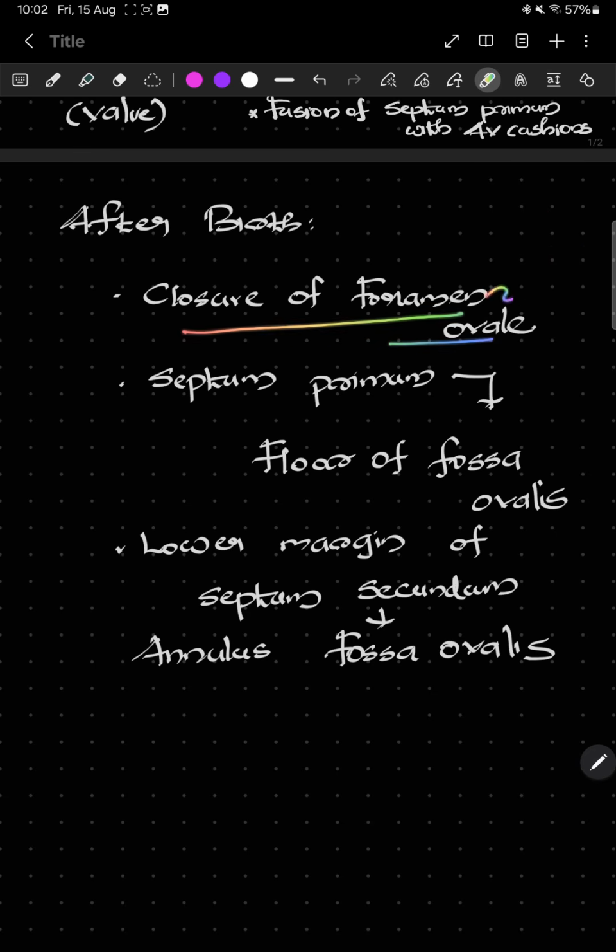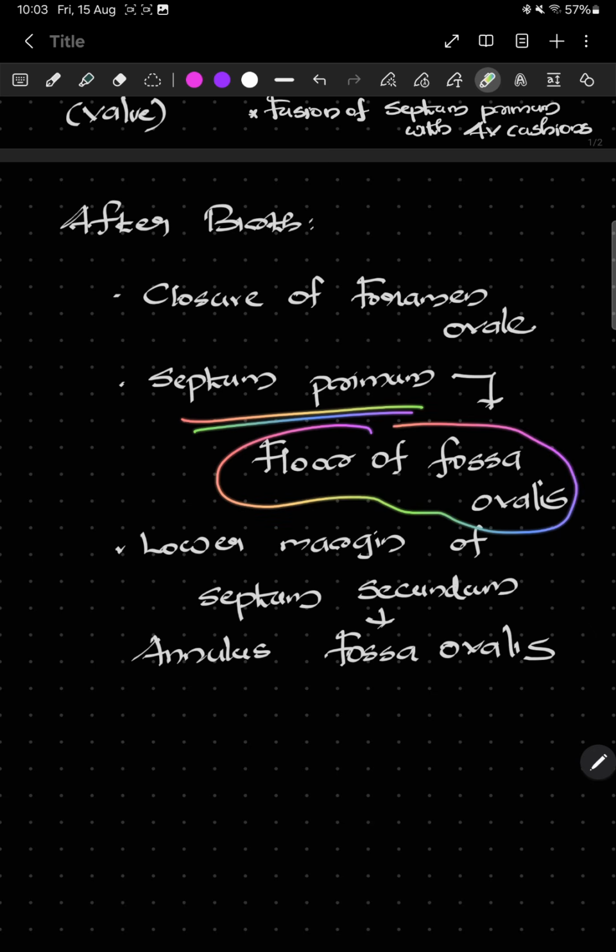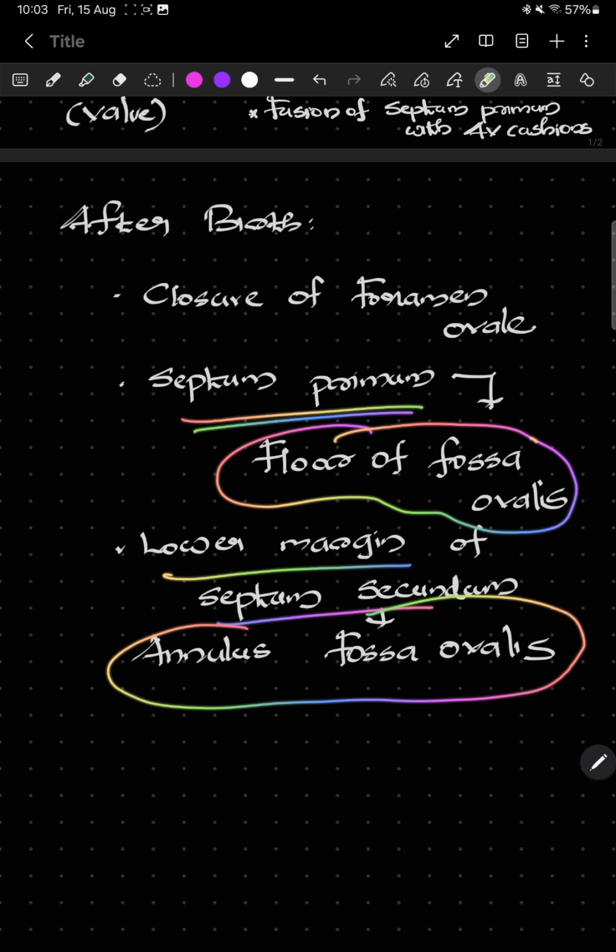So there is forced closure of this foramen ovale, happening by the approximation of the septum primum and septum secundum, and the septum primum will be forming the floor of the fossa ovalis, and the lower margin of the septum secundum will be forming the annulus of the fossa ovalis.